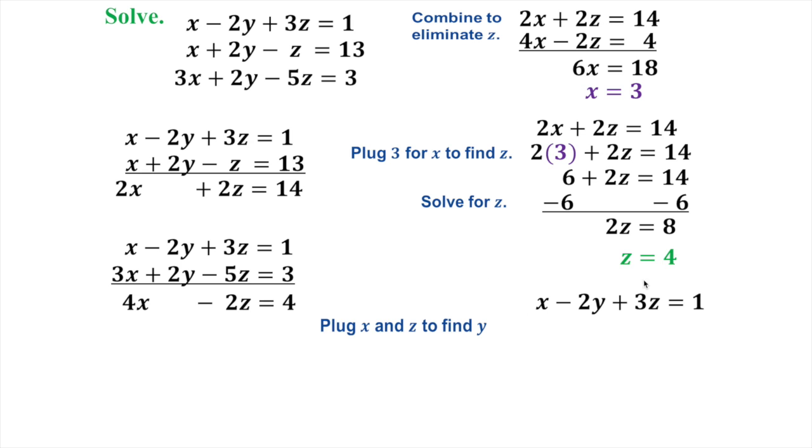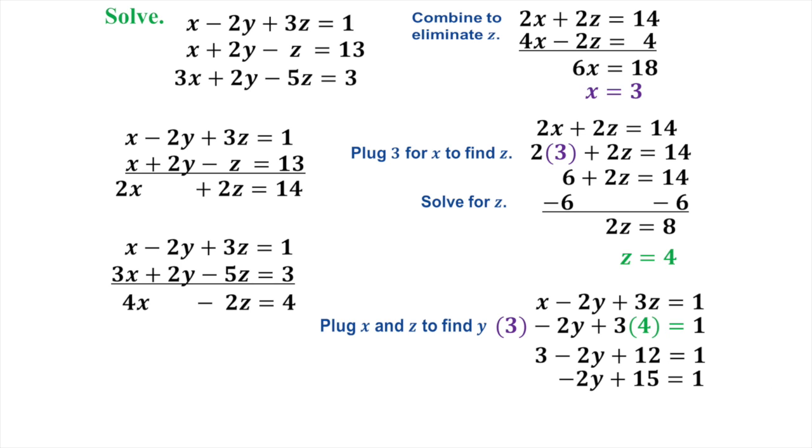I'm going to plug that in right here for x. My z value is 4, so I'm going to plug that in right here for z. So I rewrite that one. Now I need to simplify this a little bit further. That's going to be 3 times 4 is 12. I can combine my 3 and my 12. 3 plus 12 is 15. So now I just solve it for y.